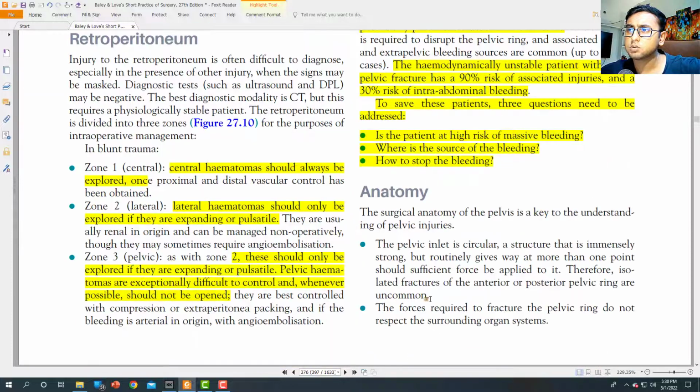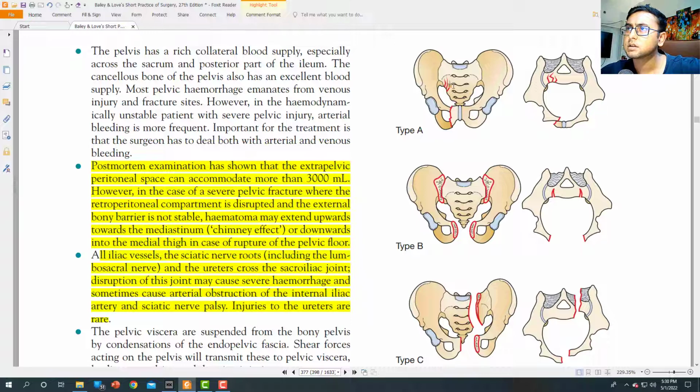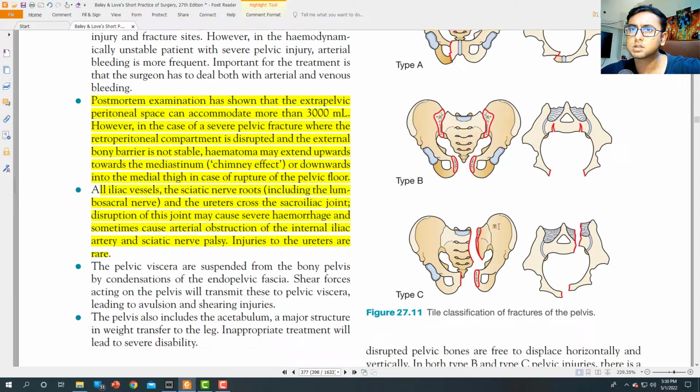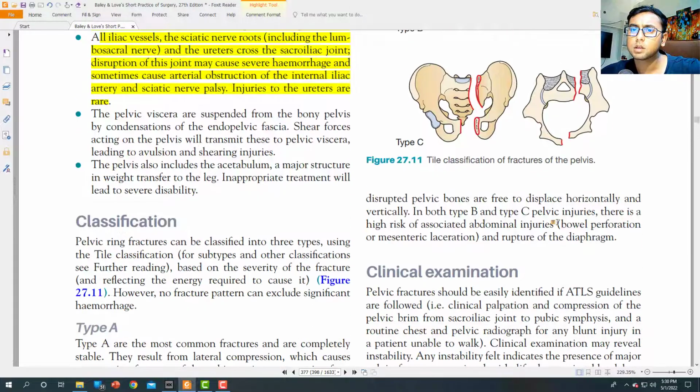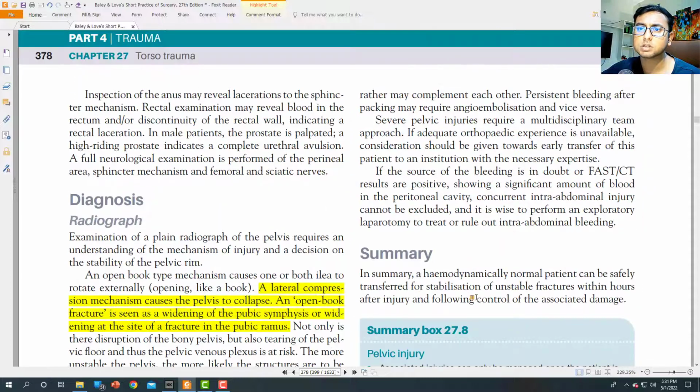You see the anatomy, you all know the anatomical inlet and outlet, and these are the patterns of fractures. Where do pelvic fractures occur? Here, these kinds of fractures. Now, inspection of the skin may reveal laceration of the groin, perineum, and sacral area, indicating a pelvic fracture. So we can see clinically the possibility of pelvic fractures. And inspection of the urethral meatus may reveal a drop of blood, indicating urethral damage.